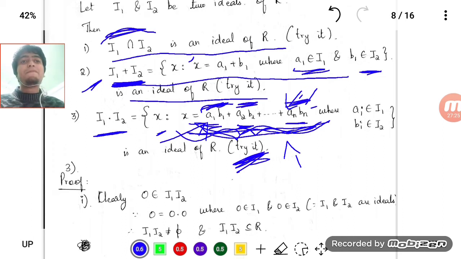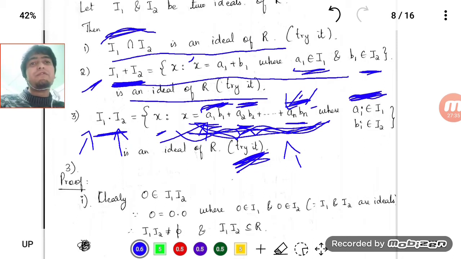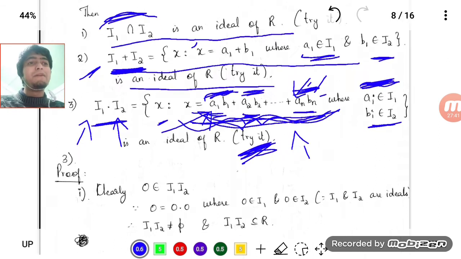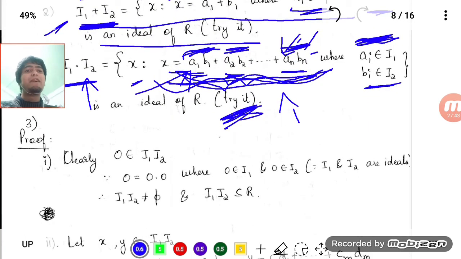The first element should come from I1, and the second element should come from I2. That is why all the A's, AI, A1, A2, A3, A4, AN, should come from the first term, that it belongs to I1. The second term, the second element, should come from I2.